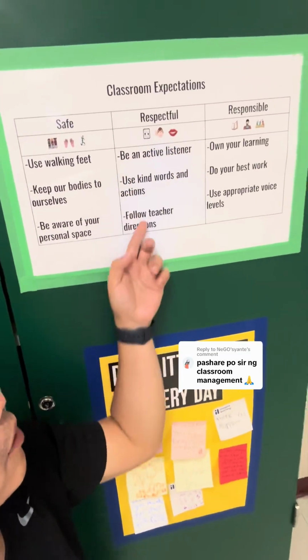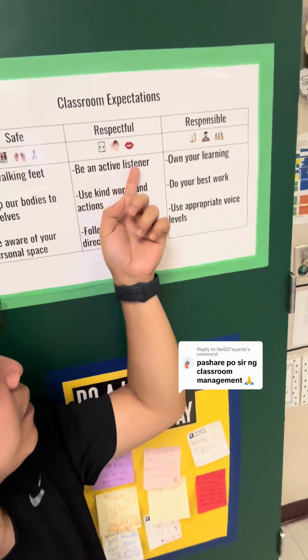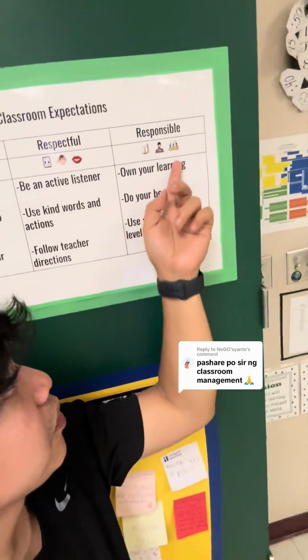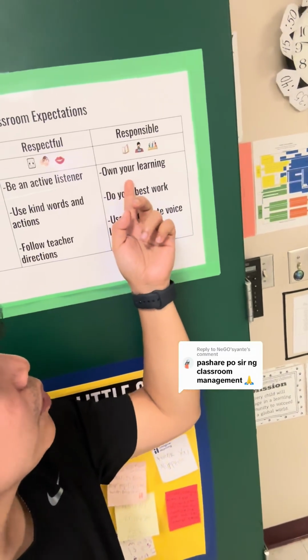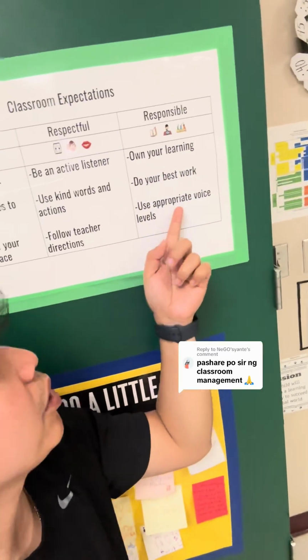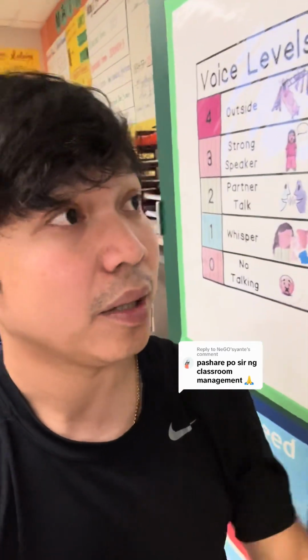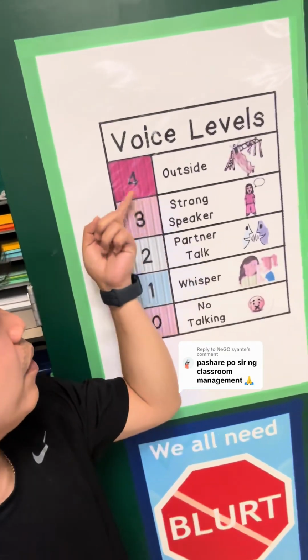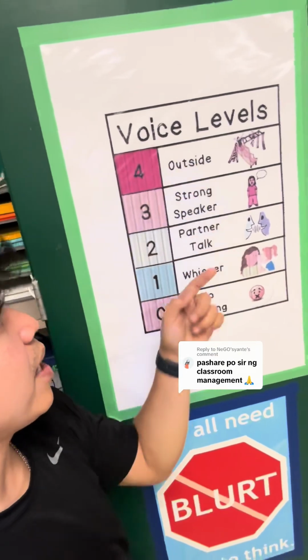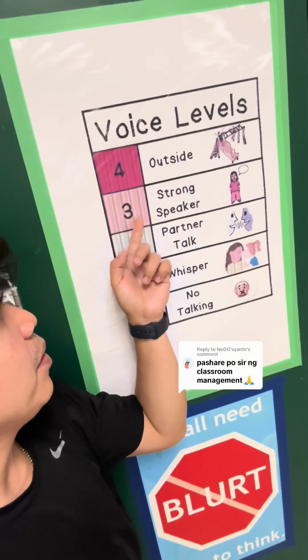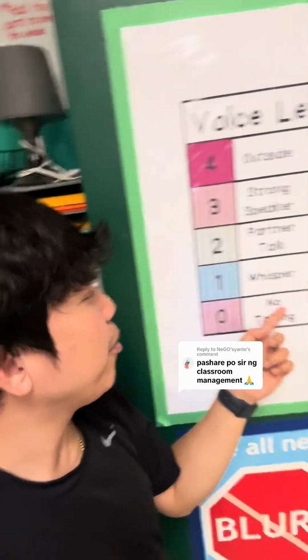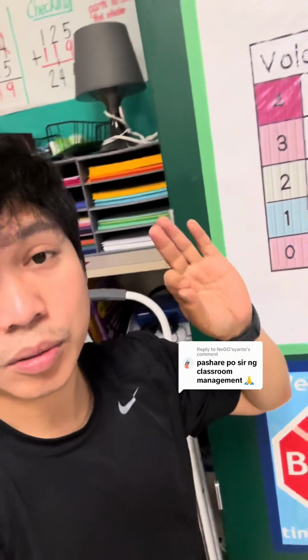Then we have how to be respectful. Be an active listener. Use kind words and actions and follow teacher's directions. How to be responsible: own your learning, do your best work, and use appropriate voice levels. Regarding voice levels, we have level 4, which is outside voice, strong speaker, partner talk, and then we also have whisper and no talking.